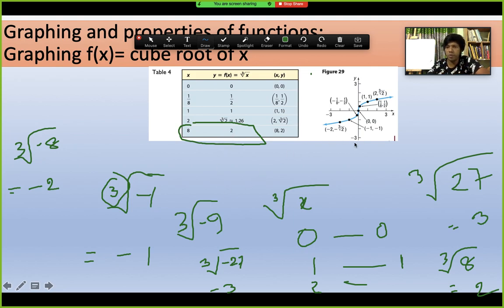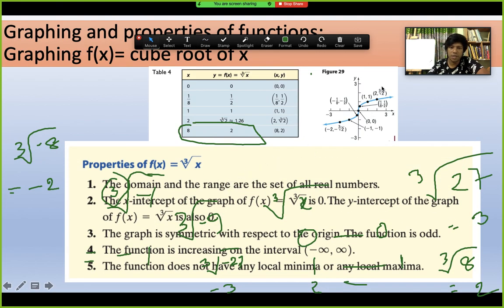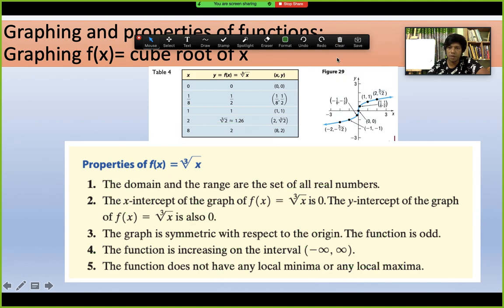Then in the same way we just plot it and draw the graph. Wherever our points go, we will just follow that path, and that path will take us here, and that path will take us here. These are the properties of this graph.